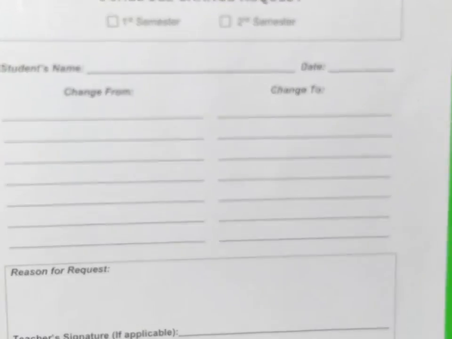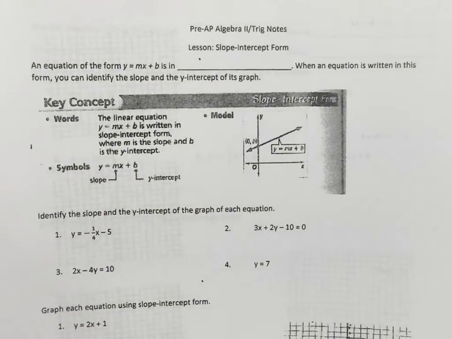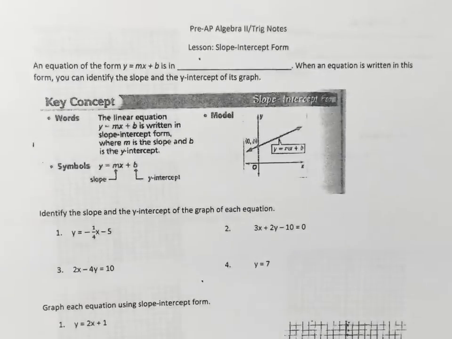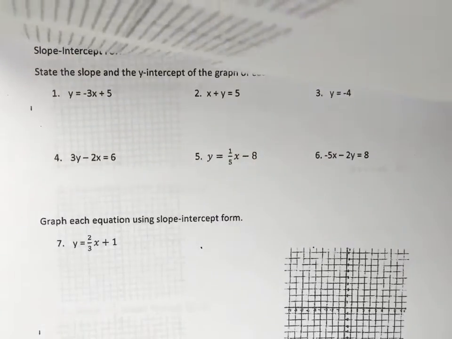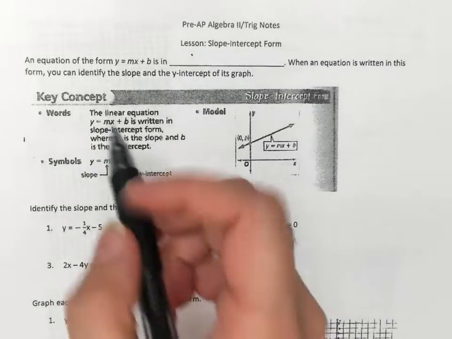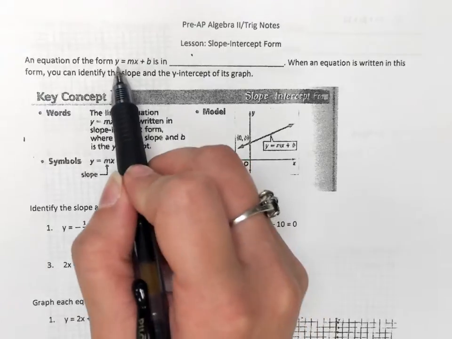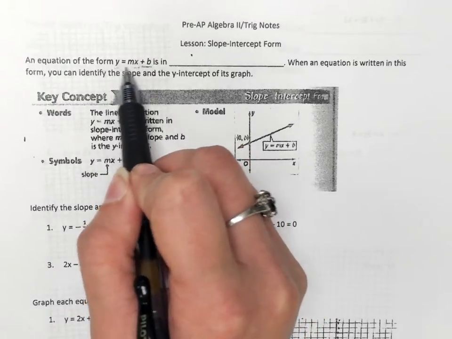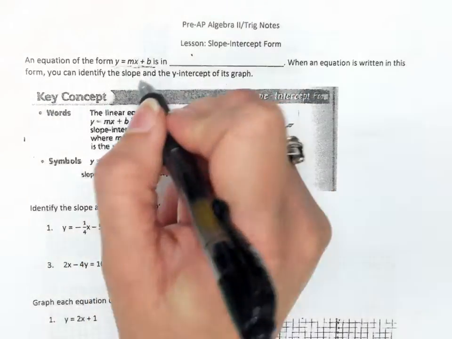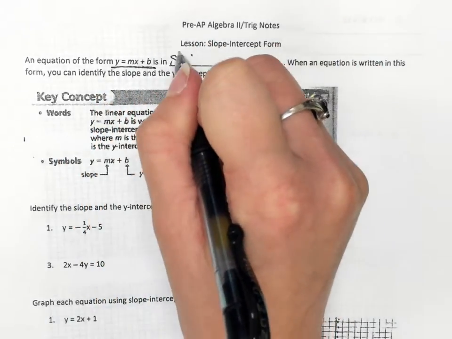Alright, so let's go to page 12. Okay, page 12. Alright, here we go. So we just did this in your bell ringer. You ready? An equation of the form y equals mx plus b. We just did this in your bell ringer. What is that form called? Slope-intercept. Very good.